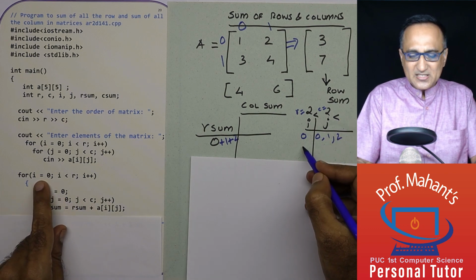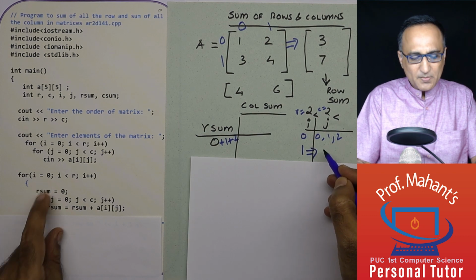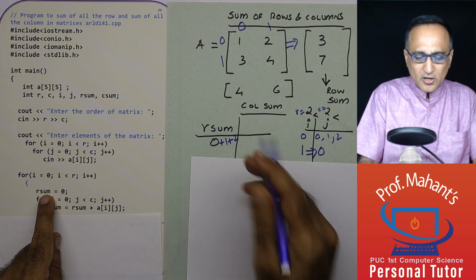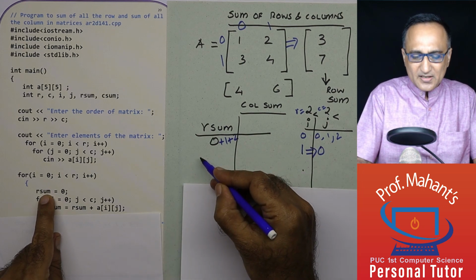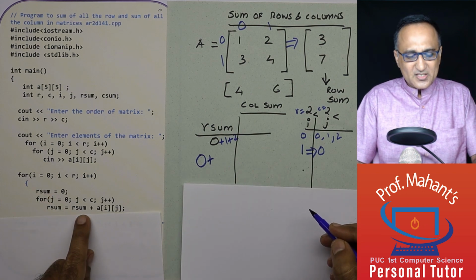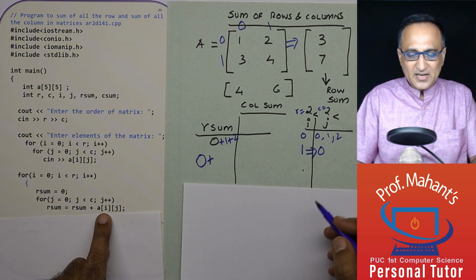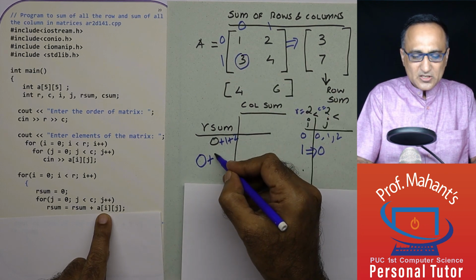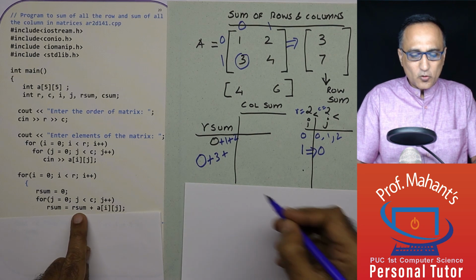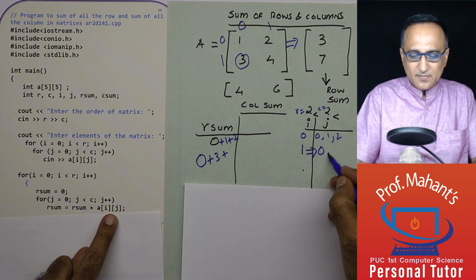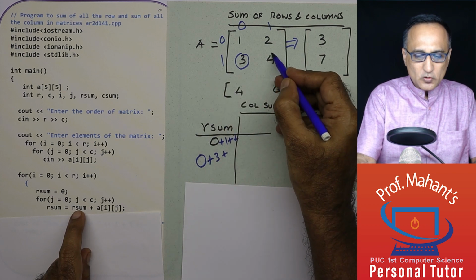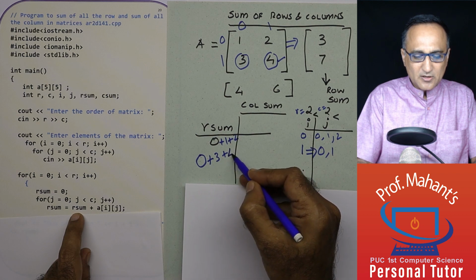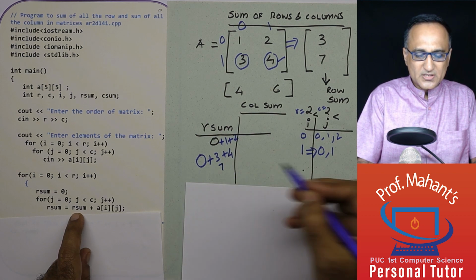Once I go back, I ends up now becoming 1. J goes back to 0. But before that, I ended up making row sum 0 for the next row. So I make it 0 for the next row. Then it is row sum is 0 plus a of ij. I is 1. 1 0 happens to be 3. Then this is 3 plus again row sum. J is increased by 1. J becomes 1. 1 1 refers to 4. So this is row sum old value 0 plus 3 plus 4. So this is now equal to 7.